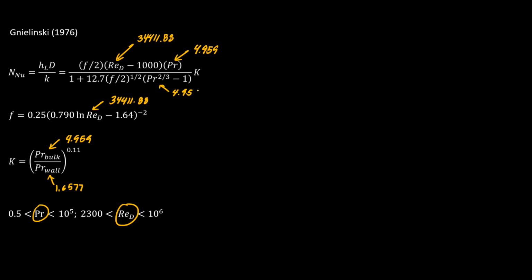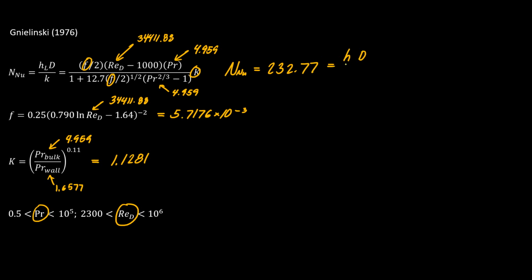Now we're going to compute for the K and the F. Okay, F and K are now available. We can now obtain the Nusselt number. Once again, H, D, K.